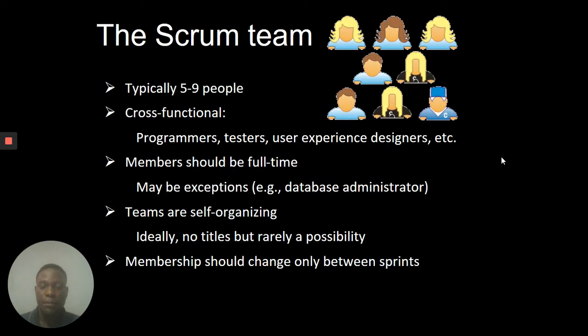Then you have the Scrum team. So a Scrum team typically is between 5 to 9 people. So they're usually small groups, not like we have 100 people on a Scrum team. And they are cross-functional. You will have programmers, testers, user experience designers, backend developers, front-end developers, all of them cross-functional people in a Scrum team. Members also should be full-time, but there are exceptions too. A Scrum team can hire maybe a contractor just to work on the product for a short period of time. Teams are self-organizing, and also membership should change only between sprints.